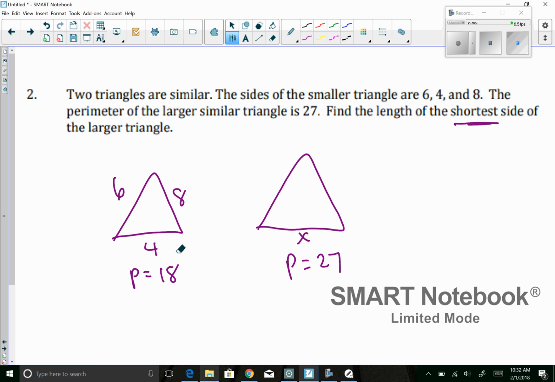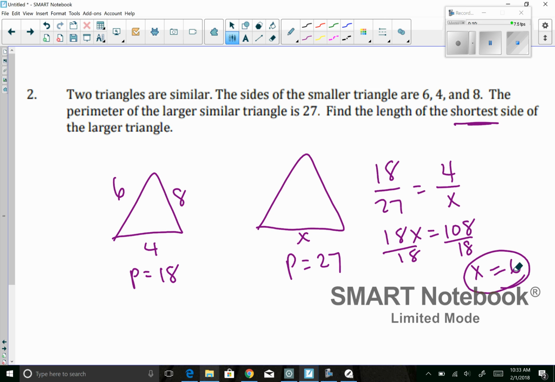So because the perimeters ratio is the same as the sides ratio, I can say 18 becomes 27 at the same ratio that 4 becomes x. So if I cross multiply, I have 18x is equal to 27 times 4, which is 108. Divide both sides by 18, and we get x is equal to 6.